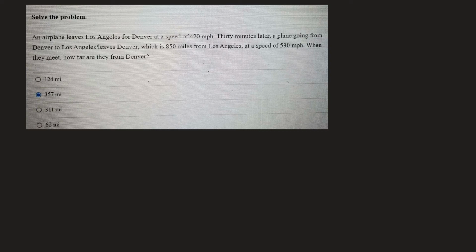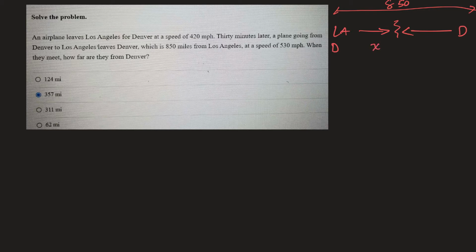All right, here's a good question. They've got two planes. One leaves from LA going to Denver, and the other one leaves from Denver going to LA. Let's look at information about each one of them. They say the total distance is 850, and they want to know when these planes meet. So for the distance, I'm not sure when they would meet for distance.